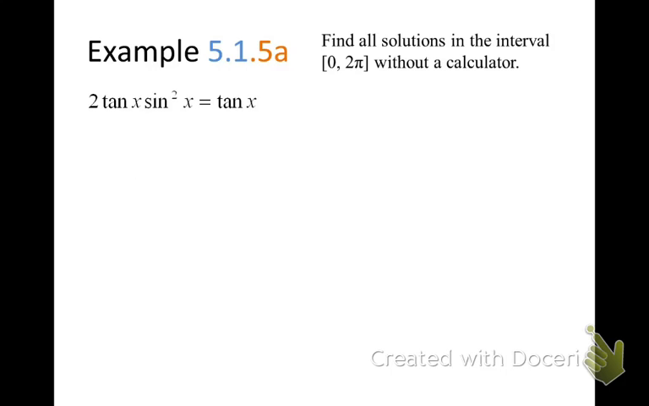What do I do? Subtract the tangent over. I cannot divide it, but I can subtract. Now what do you see? Based on what I was talking about on earlier examples, natural algebra things to look for. Factor out.